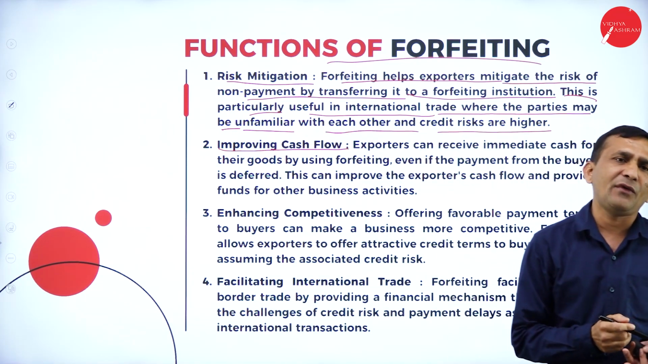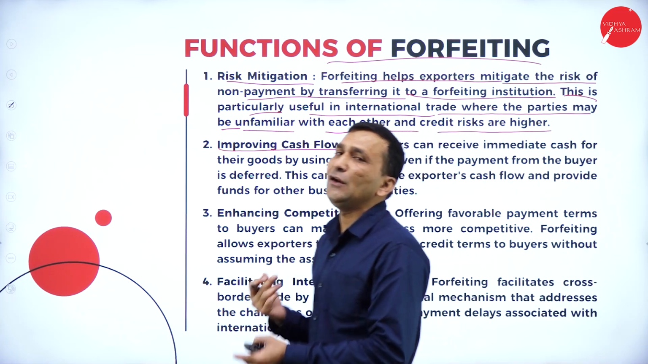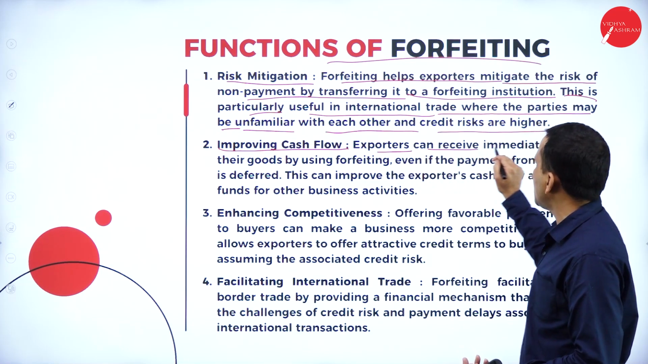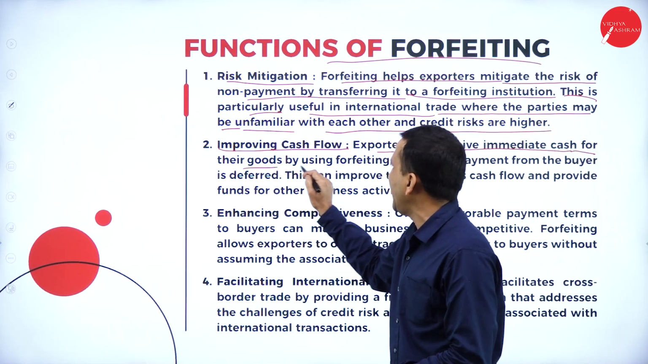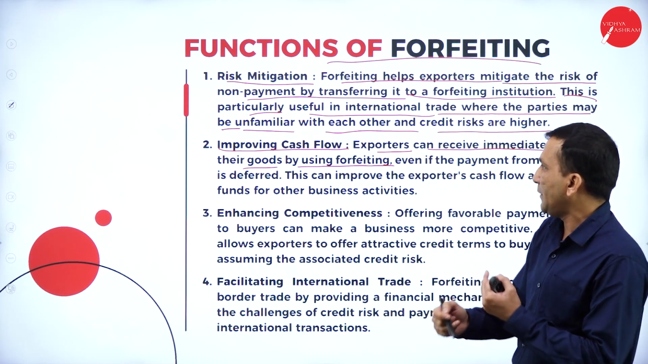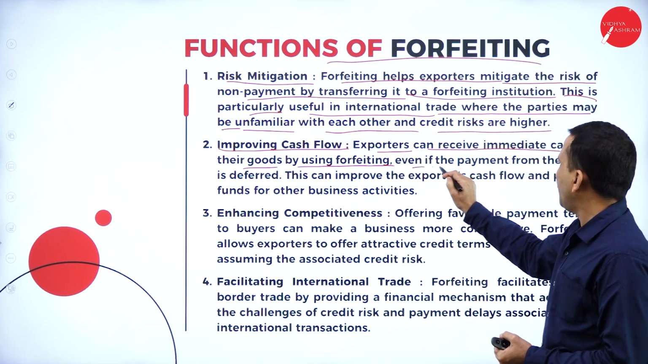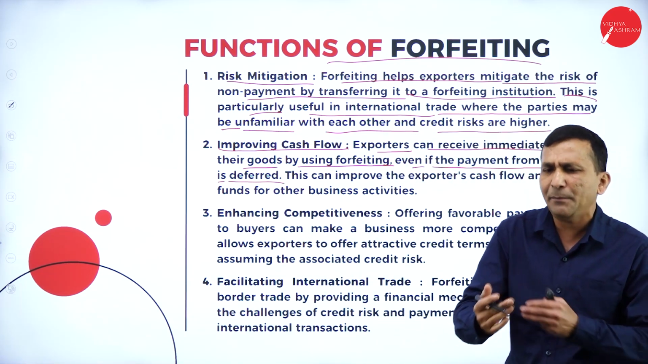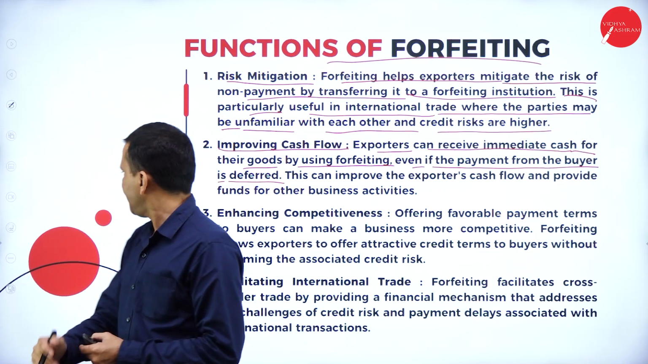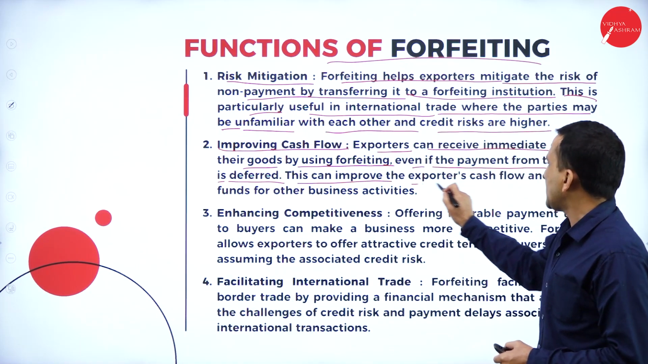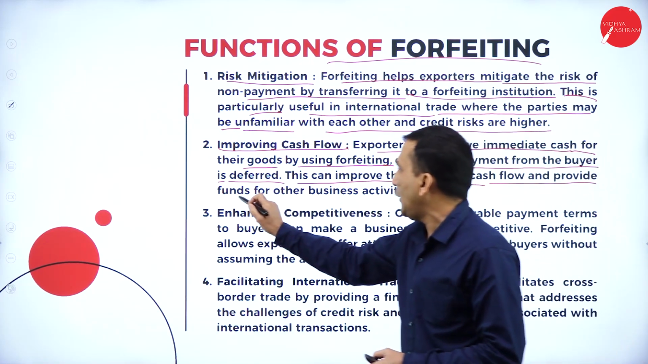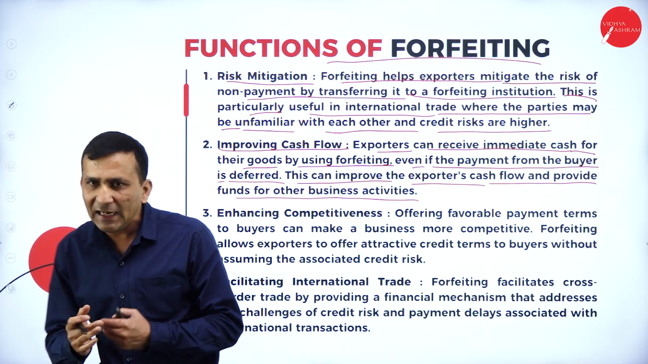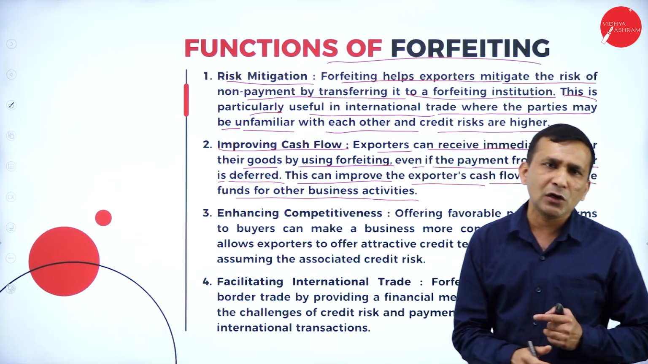Next one, improving cash flow. Here we can find cash flow in two natures: one is inflow and one is outflow. Outflow is going out, inflow is coming inside. The exporter can receive immediate cash for the goods by using forfeiting, even if the payment from the buyer is deferred because of delay in payments. This can improve the exporter's cash flow and provide funds for other business activity. Because of due dates and delay in payment, the working capital is also affected.